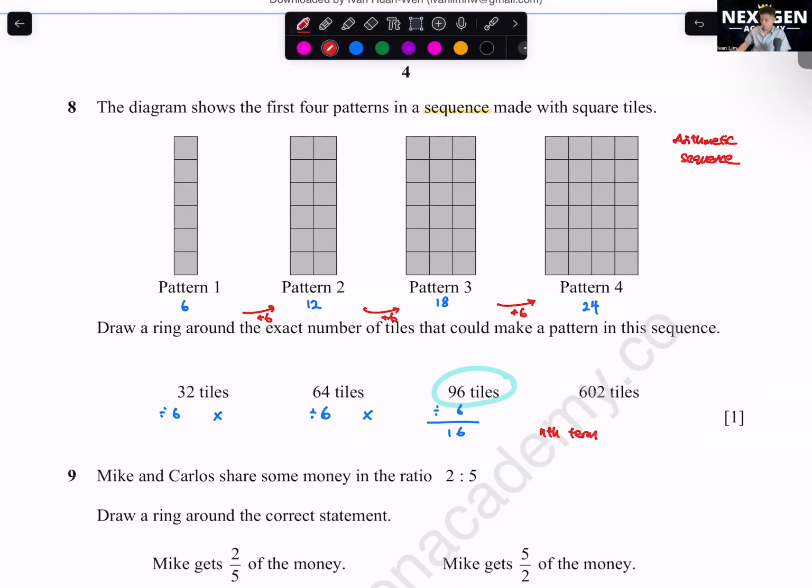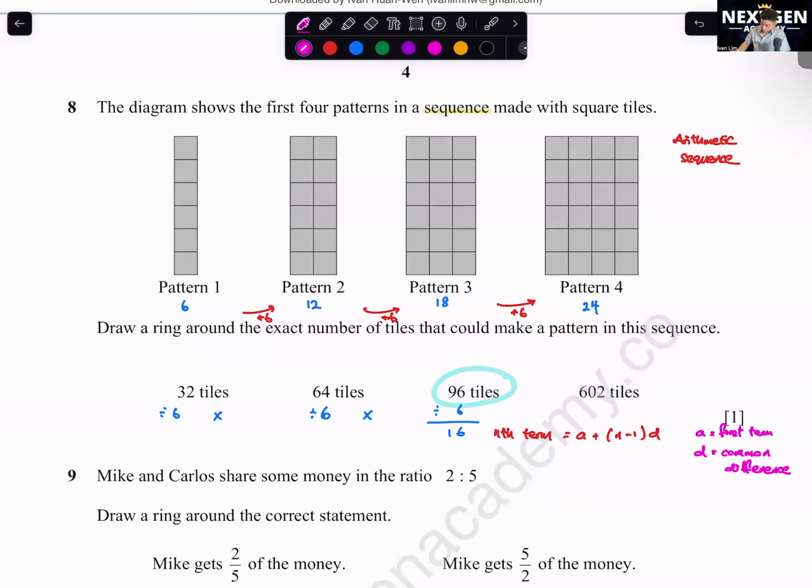For those of you who don't know, write this down. a + (n - 1)d. Remember the formula? a plus n minus 1 d. a is your first term, the value. Then d is called your common difference.